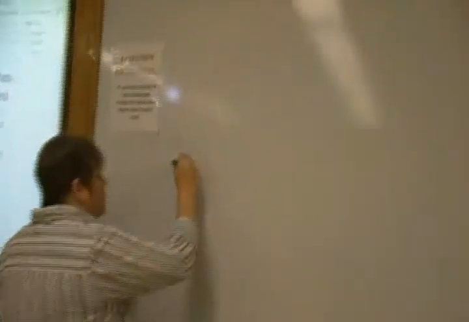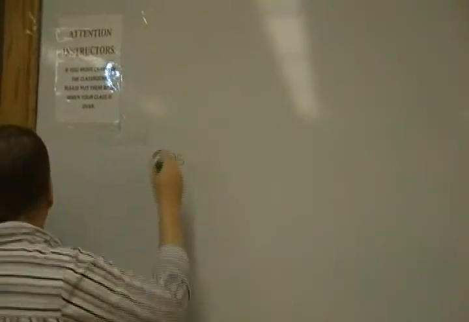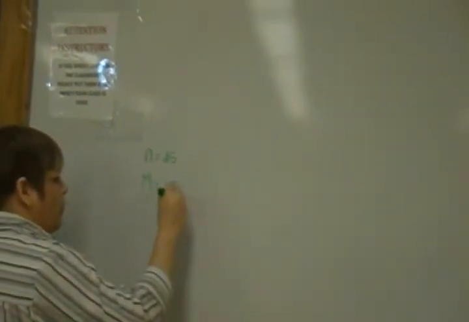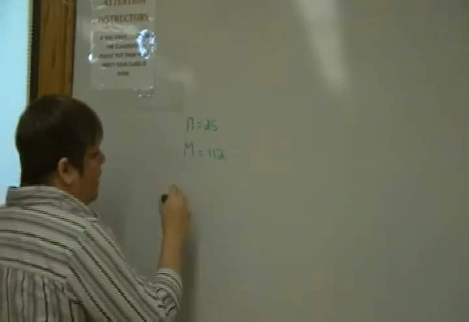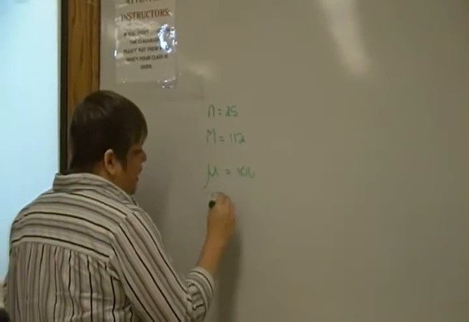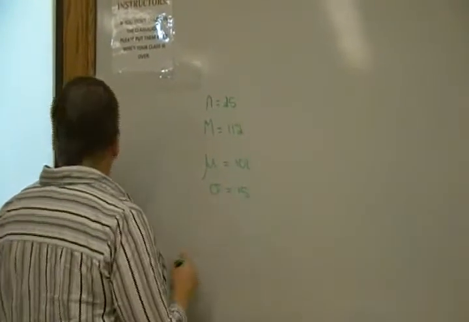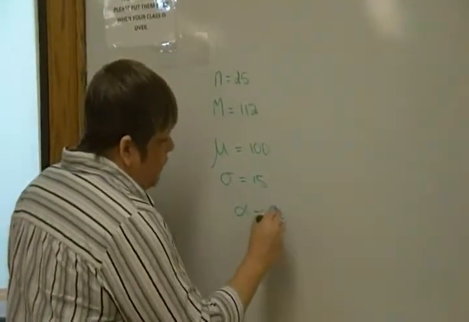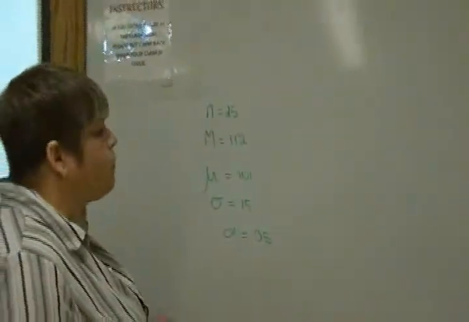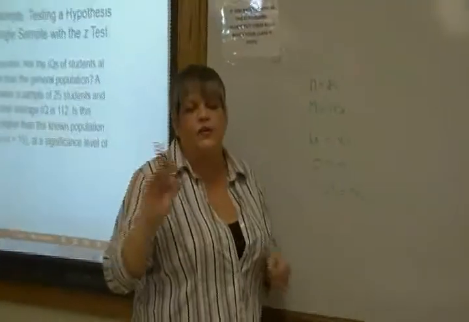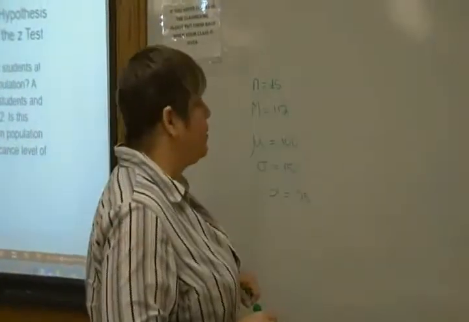So coming here to the board, let's go ahead and get the important information out of that question. First off, we know that our sample is 25 students. We also know that that sample has a mean of 112. We also know that the population has a mean of 100 and a standard deviation of 15 points. Also, we are setting that alpha level at 0.05, and we're going to use our z-score for a single sample, not a single person, but a single sample, to test this hypothesis, okay?